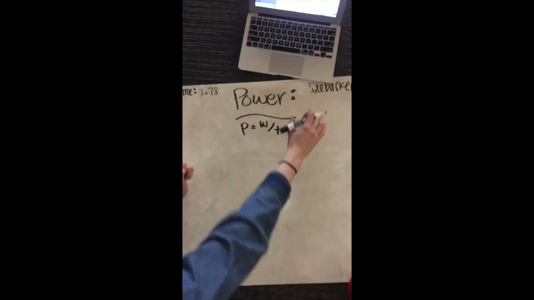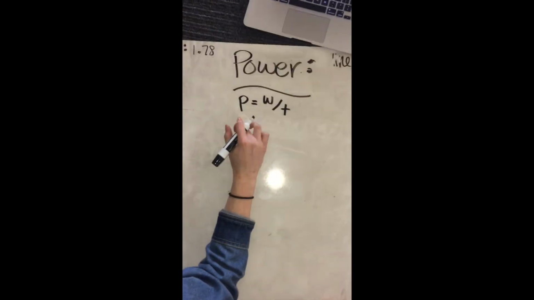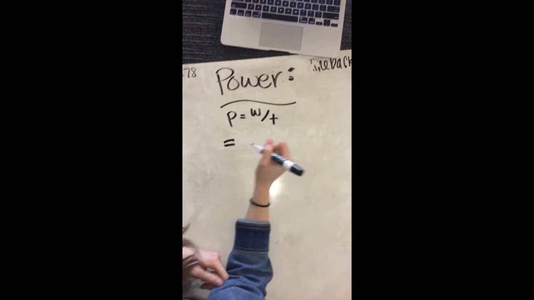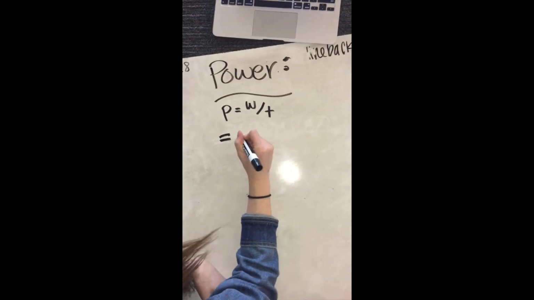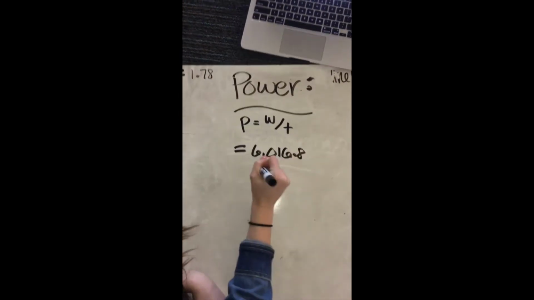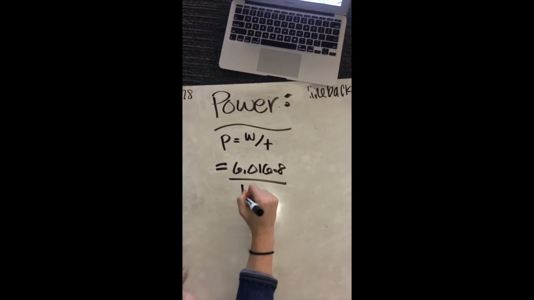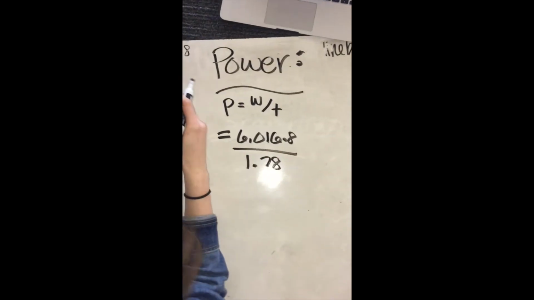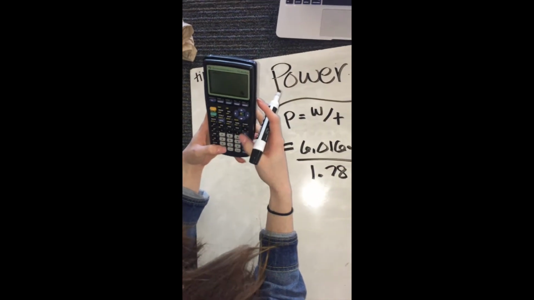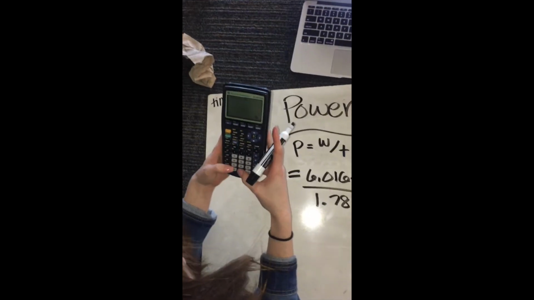Today we're going to be finding the power of the linebacker. So our equation is power equals work divided by time. So we're going to take the work of the linebacker, which is 6,016.8, and divide that by the time, which is 1.78. Now we're going to plug this into our calculator. 6,016.8 divided by 1.78.